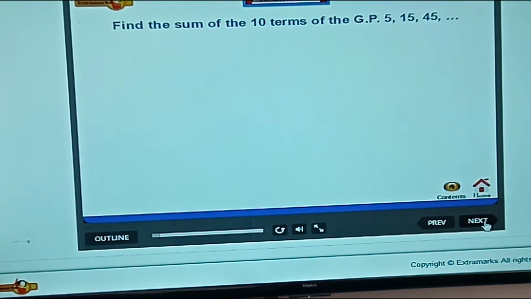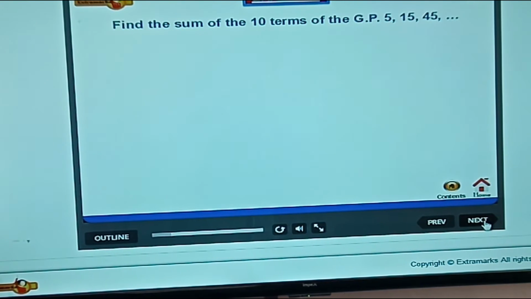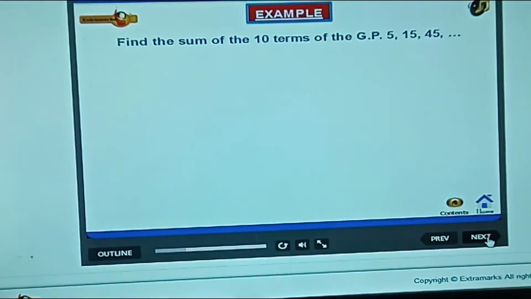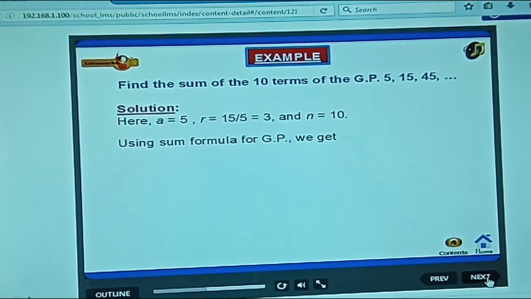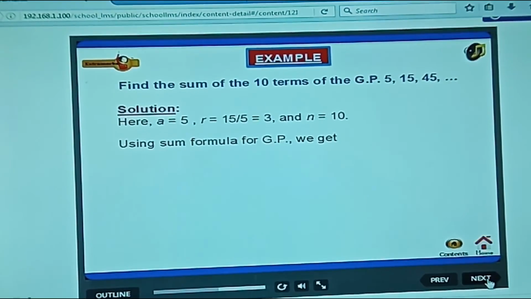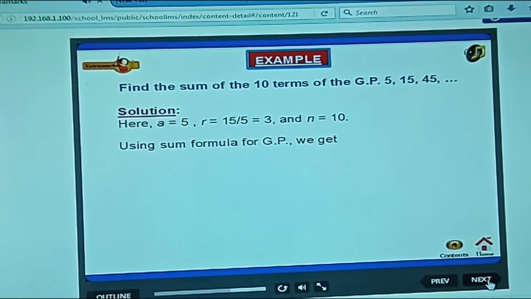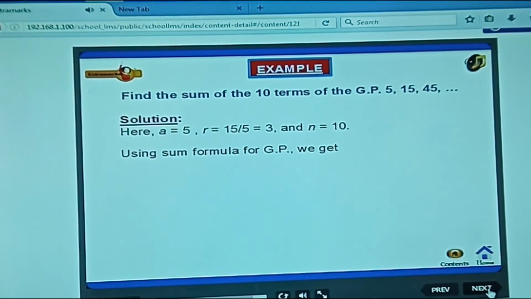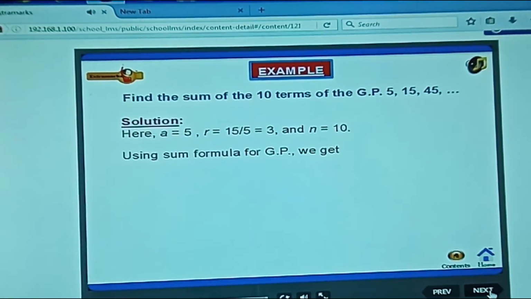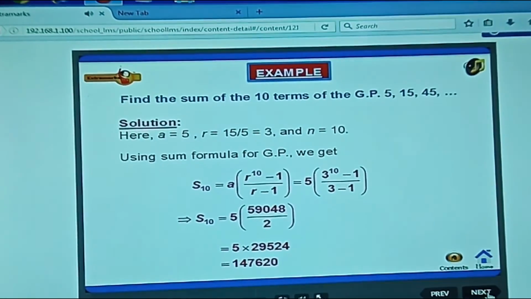Let us now find the sum of the 10 terms of the GP 5, 15, 45, and so on. Note that the first term of the given GP is 5 and the common ratio is 3. We have to find the sum of 10 terms of the above GP. Using the sum formula for GP, the required sum can be calculated as shown here.